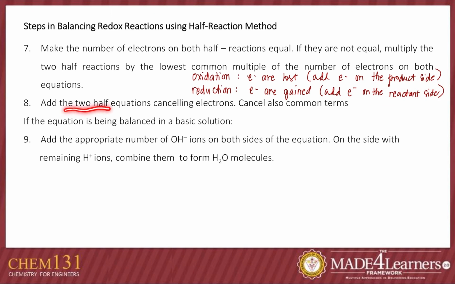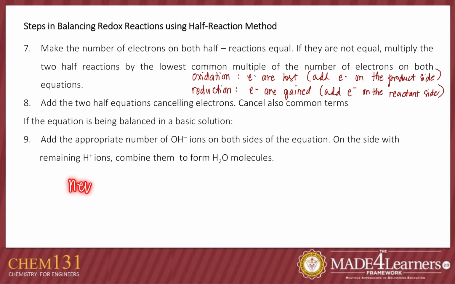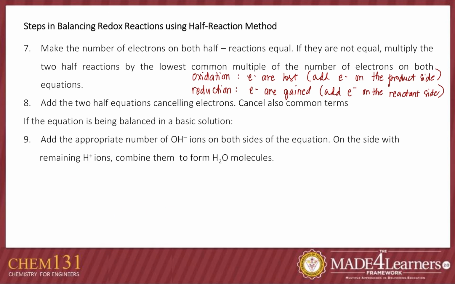So add the two half equations, canceling electrons, and then canceling also some common terms. But if the equation being balanced is in a basic solution, then, if it is neutral, there are no H+ or OH- ions. If it is acidic, the remaining ion should be hydrogen. If it is basic, the remaining ion should be OH-. Okay?